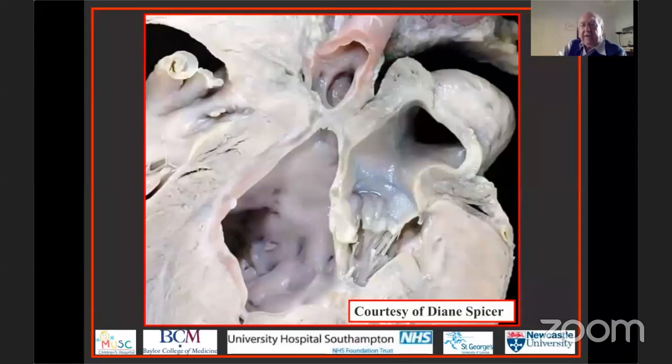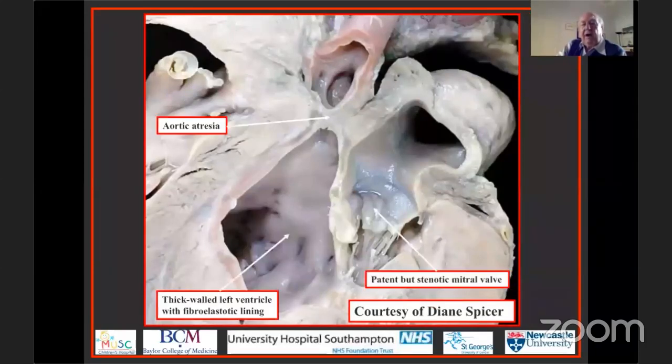We see it again here in the setting of aortic atresia. So this is the second combination, mitral stenosis, aortic atresia. But in all of these cases, with the stenotic mitral valve, because it's patent, the blood is able to get into the left ventricle, and hence we have the fibroelastotic lining.